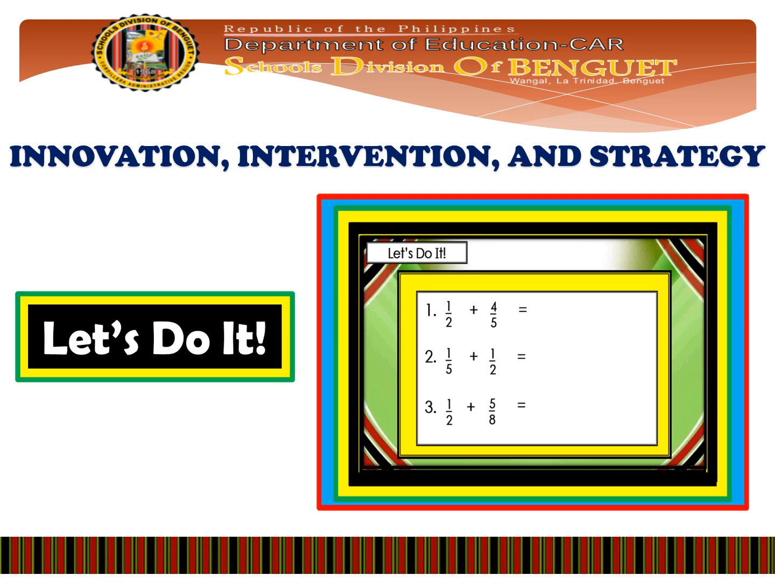Let's do it! A formative test will be answered after the lesson to find out if the objective is attained. The test to be given should validate the concept.